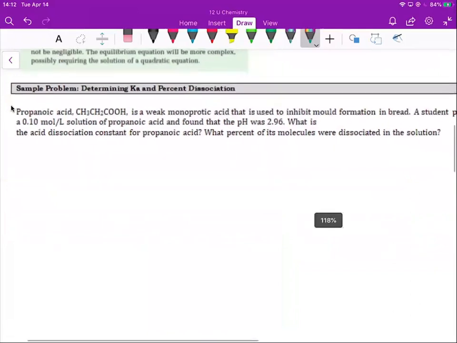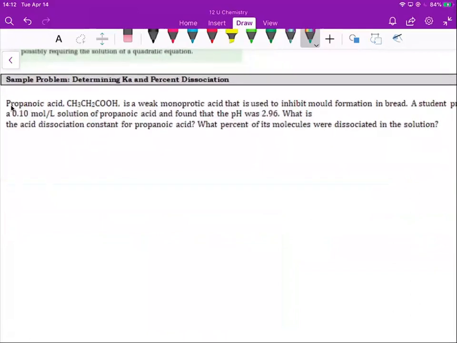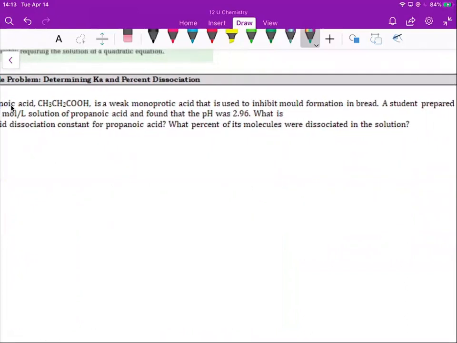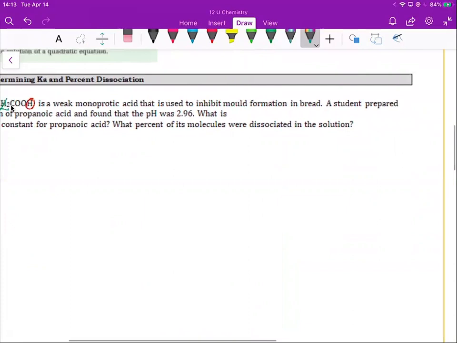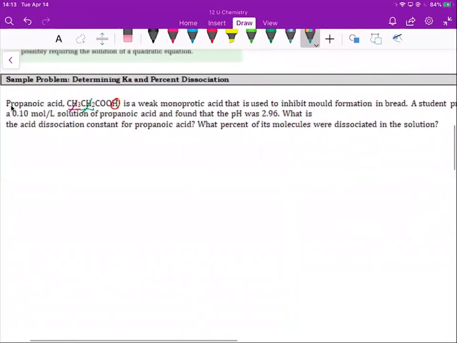Okay, so propanoic acid is a weak monoprotic acid, so monoprotic. So which hydrogen is it going to remove? So CH3, no, it's not going to remove any of these ones. CH2, no. It's going to remove this one here. This OH, this hydroxyl group, is going to lose that hydrogen there. It inhibits mold formation in bread. A student prepared a 0.1 molar solution and found that the pH was 2.96. What is the acid dissociation constant for the propanoic acid? What percent of its molecules were dissociated in the solution?